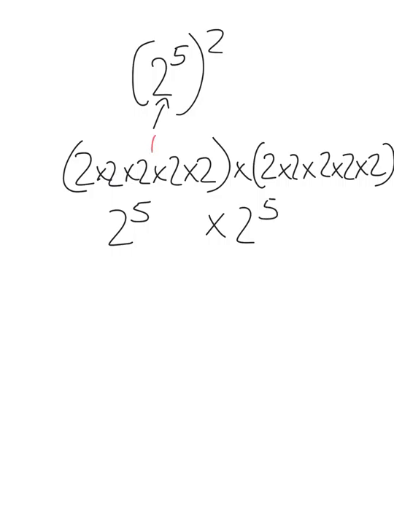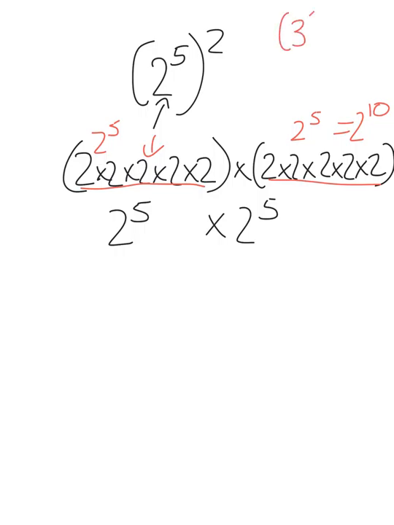Now, if we look at the expanded form here, I've got 2 to the power of 5 and 2 to the power of 5. When I multiply them together, I now have 5 plus 5 2's, which is 10. 2 to the power of 10. Right? So I've taken, if you like, 2 lots of 5, which gives me 10. This would work for any number.